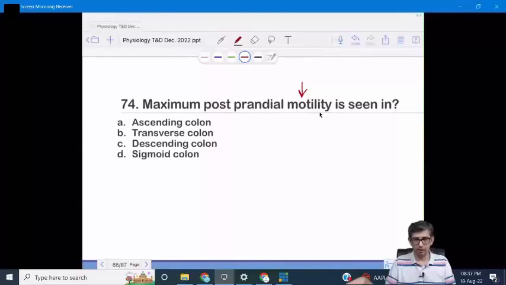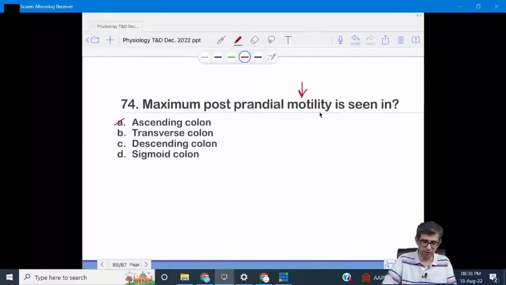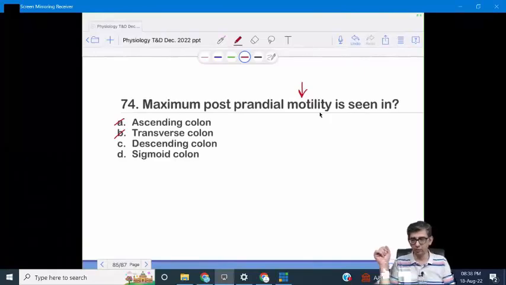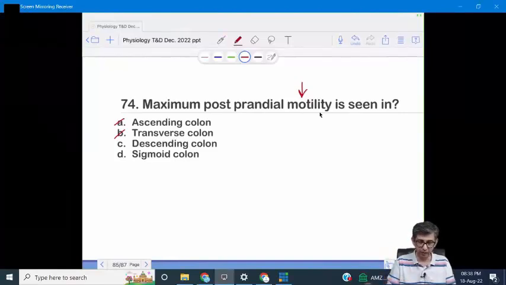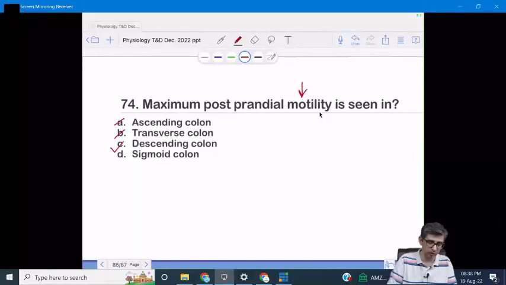I mean, you can rule out two options here. At least I'm ruling out two options for you guys: ascending colon and transverse colon. तो अब बच के दो यहाँ पर. That is descending colon and the sigmoid colon, and you have to select the correct one here. Maximum postprandial motility, yes, would be seen with respect to the descending colon. No, we thought it is sigmoid colon, but that is not the case.